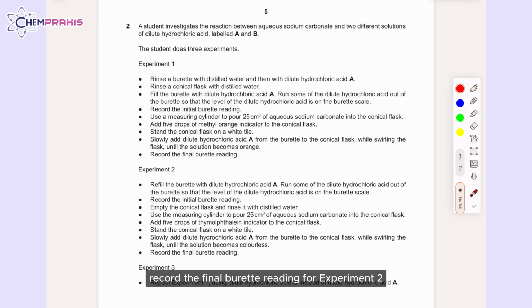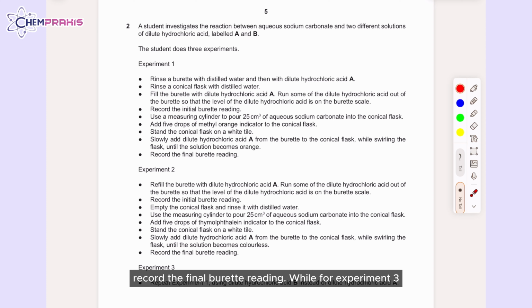For experiment 2, refill the burette with dilute hydrochloric acid A. Run some of the dilute hydrochloric acid out of the burette so that the level of the dilute hydrochloric acid is on the burette scale. Record the initial burette reading. Empty the conical flask and rinse it with distilled water. Use the measuring cylinder to pour 25 cm³ of aqueous sodium carbonate into the conical flask. Add 5 drops of thymolphthalein indicator to the conical flask. Stand the conical flask on a white towel. Slowly add dilute hydrochloric acid A from the burette to the conical flask while swirling the flask until the solution becomes colorless. Record the final burette reading.